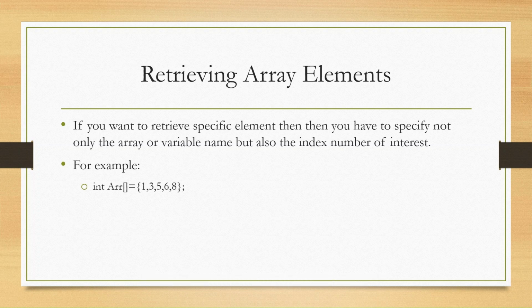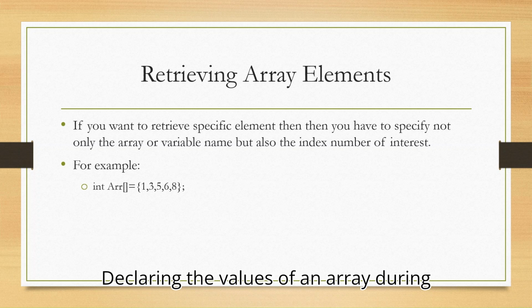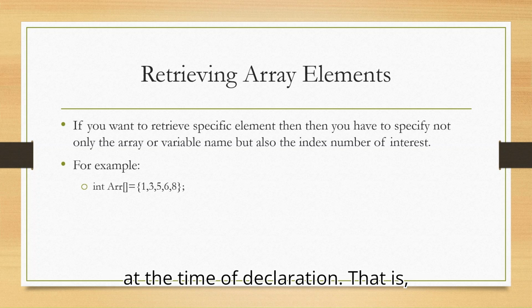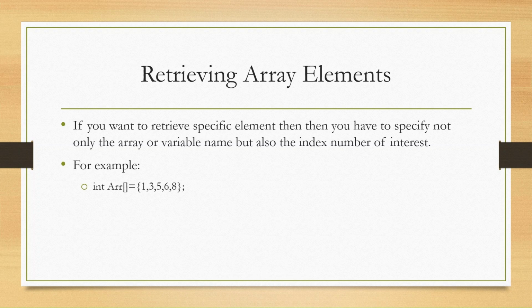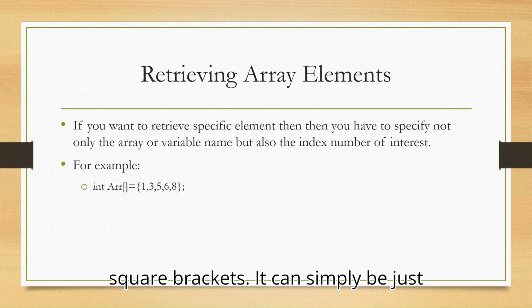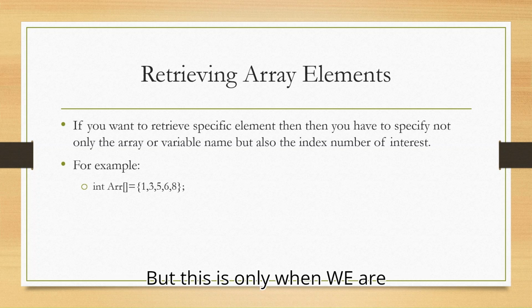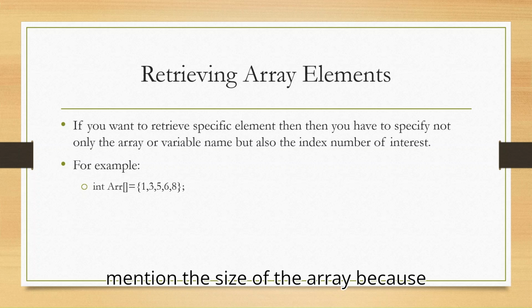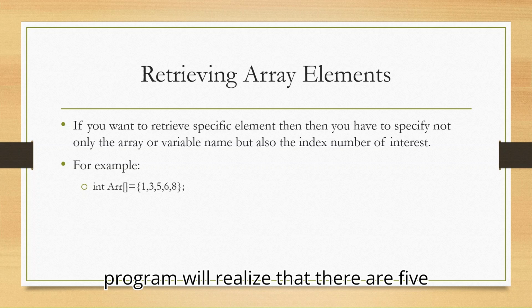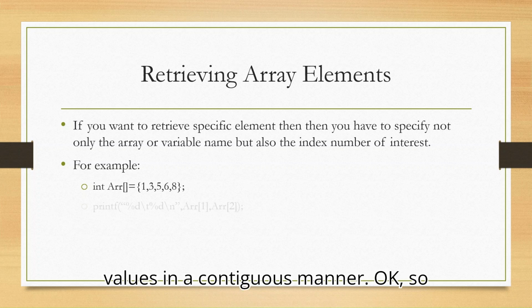When we are declaring the values of an array at the time of declaration, that is while we are typing itself, it is not necessary to write a size in the square brackets. It can simply be just square brackets without a number in it. But this is only when we are inputting the values. If the user is inputting the values, then it is necessary to declare or mention the size of the array, because here the computer, while running the program, will realize that there are 5 elements, so it will be storing the values in a contiguous manner.